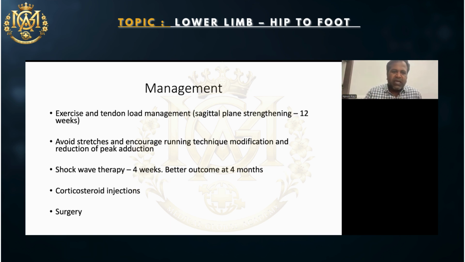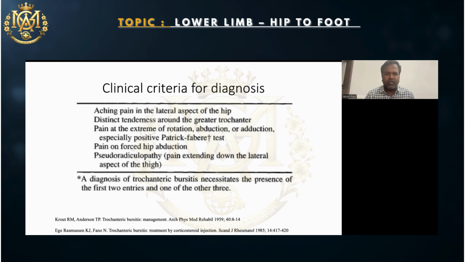All right. Next is greater trochanteric pain syndrome. So there has to be pain on the lateral aspect of the hip, and there has to be distinct tenderness around the greater trochanter on palpation. So the first is a symptom, the second is a sign, right? And there has to be one among the three that come after that.